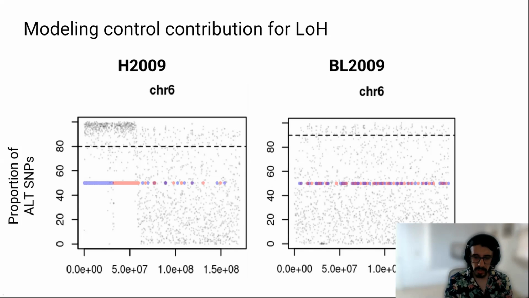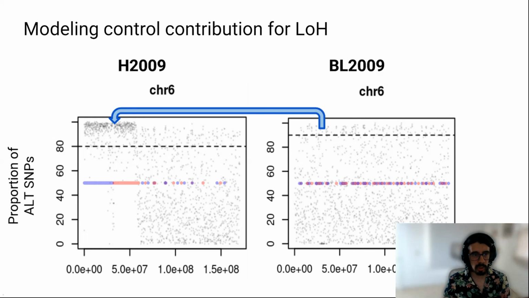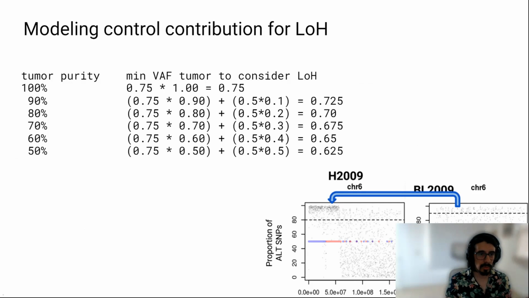So this is good. Now, if you have contamination, it means you will get pieces of the control into the tumor, and we need to model that. How much is the control contributing to the tumor, and how do we detect this contribution? This is a toy model. Let's assume my threshold for detecting loss of heterozygosity is a binary fraction of 0.75, 75%. With 100% tumor content, everything is contributed from the tumor, so my threshold remains 0.75.